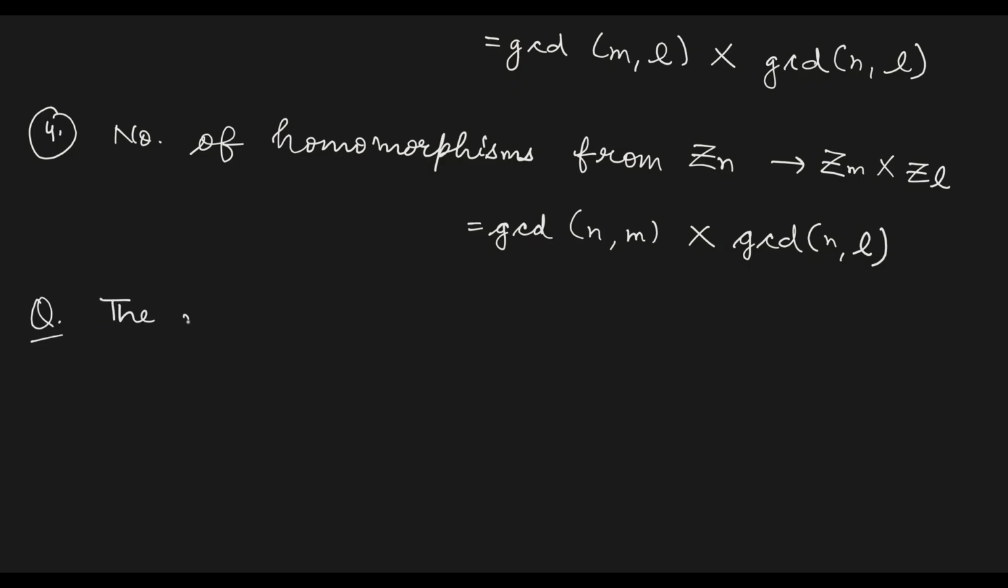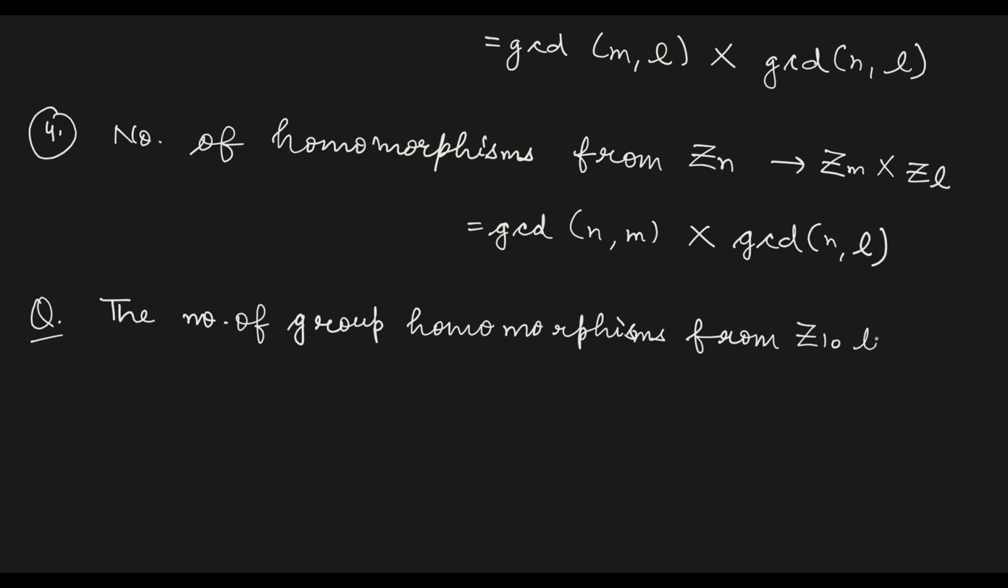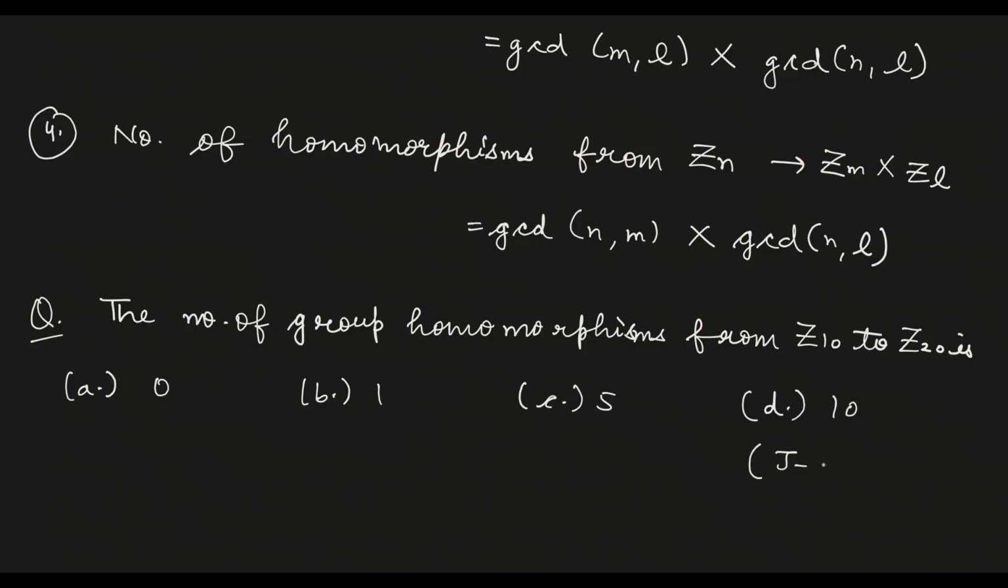The number of group homomorphisms from Z10 to Z20 is, options: 0, 1, 5, 10. Ten. Yes, simply GCD of 10 and 20.